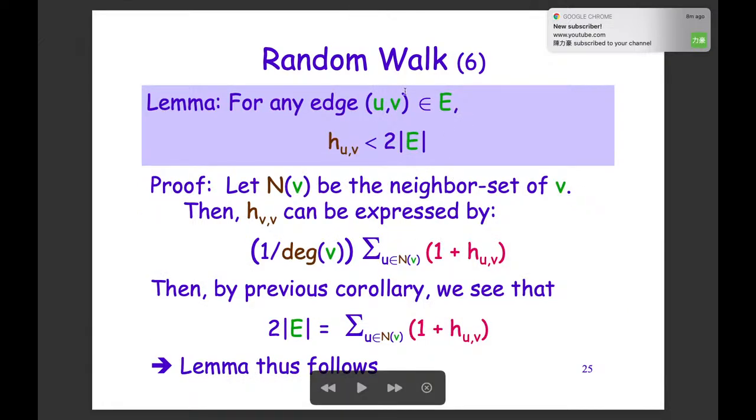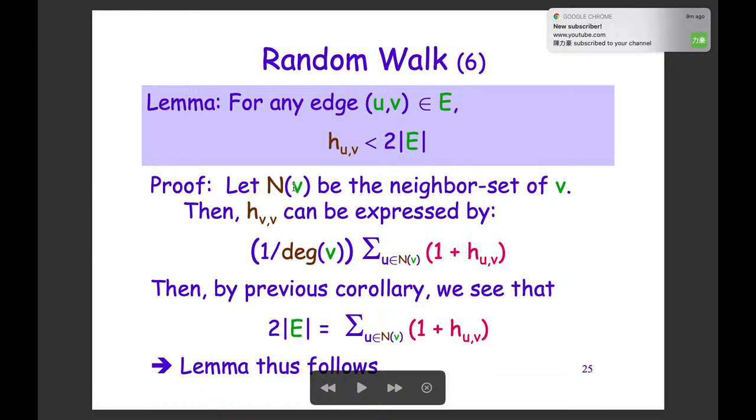We claim that if there is a directed edge between u and v, then H_uv cannot be a lot. It is less than 2 times e. We are going to make use of this result to make more deductions later. So this H_uv is less than 2 times e for any edge uv. Let's go through the proof together.